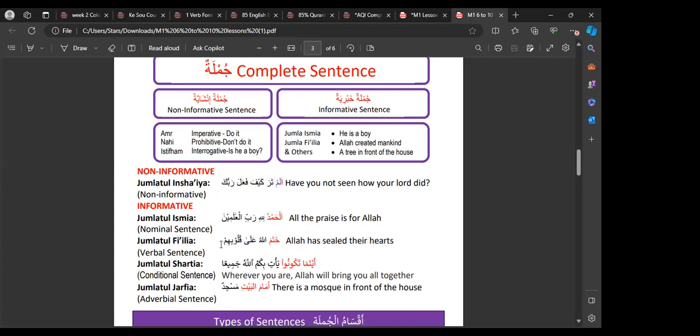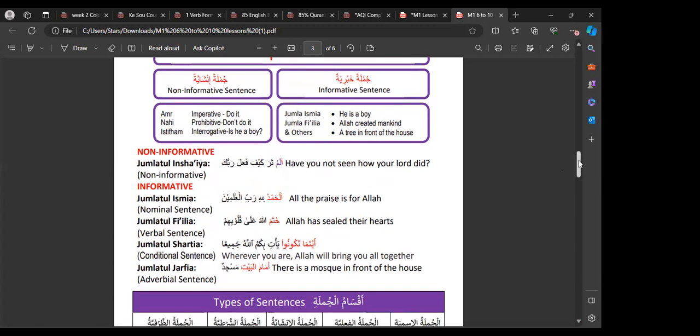Then we have Jumlatul Shartiyah, which is a conditional sentence. If you go to the shops, I will be happy. In this case, أينما تكونوا يأتي بكم الله جميعا. Wherever you are, Allah will bring you all together. So wherever you are, Allah will bring you all together. It's the first part. We'll come to that later, but it's a condition.